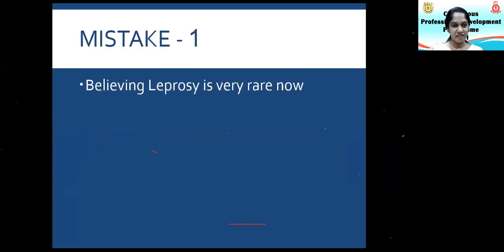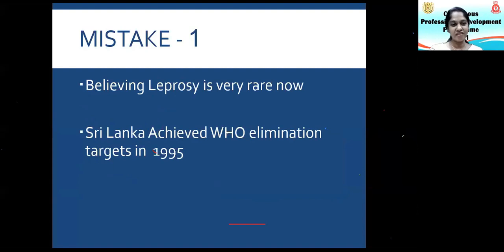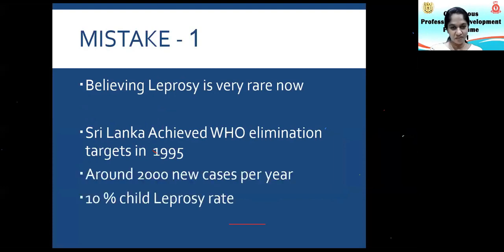So what is the mistake? Believing that leprosy is no longer present. I think most medical students and even specialists from other specialties think that leprosy does not exist. Yes, we have achieved our WHO elimination targets way back in 1995. But still we see about 2,000 new cases per year. So that is a lot.